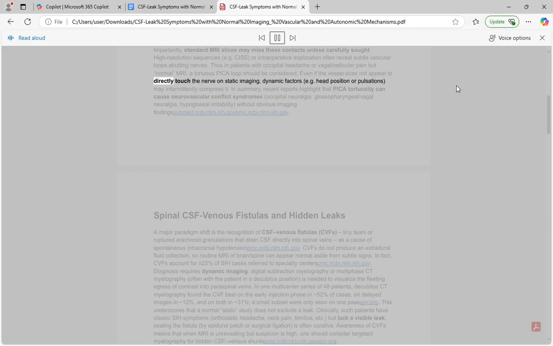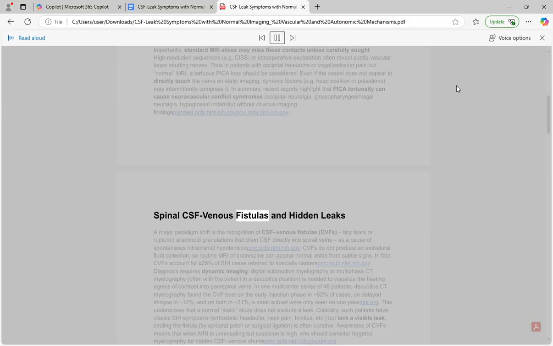Even if the vessel does not appear to directly touch the nerve on static imaging, dynamic factors, e.g. head position or pulsations, may intermittently compress it. In summary, recent reports highlight that PICA tortuosity can cause neurovascular conflict syndromes, occipital neuralgia, glossopharyngeal/vagal neuralgia, and hypoglossal irritability, without obvious imaging findings.